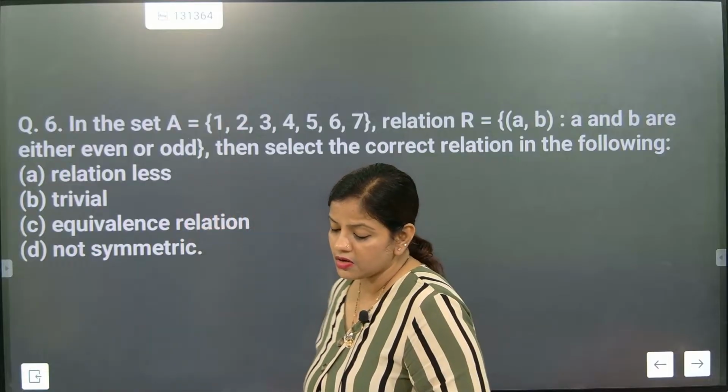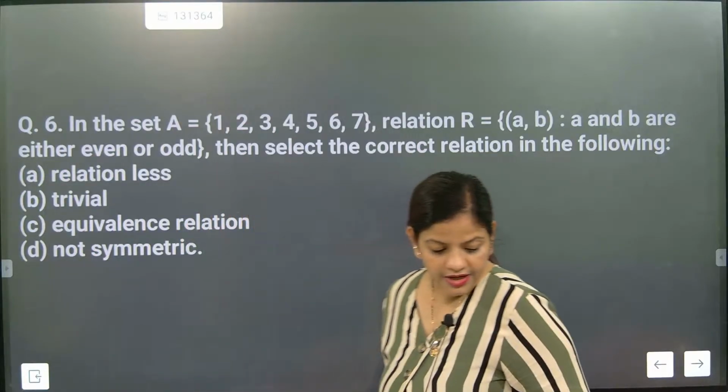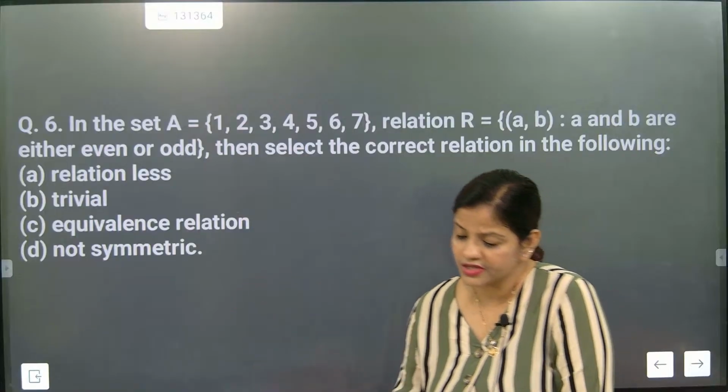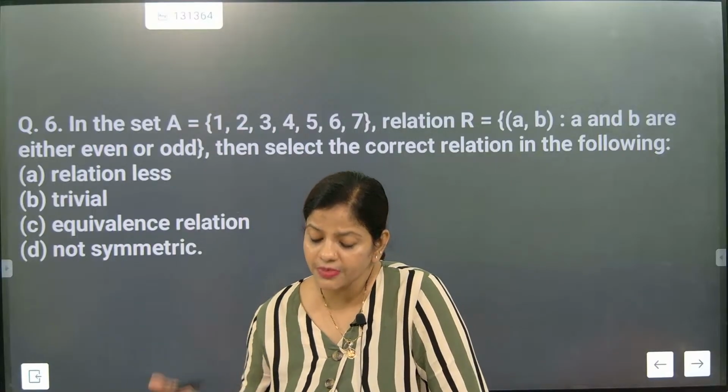Bang on, Kushmika, super hit beta. The correct answer is C here. So why, beta? Because either odd or even means it will be taken, both the numbers can be considered there.